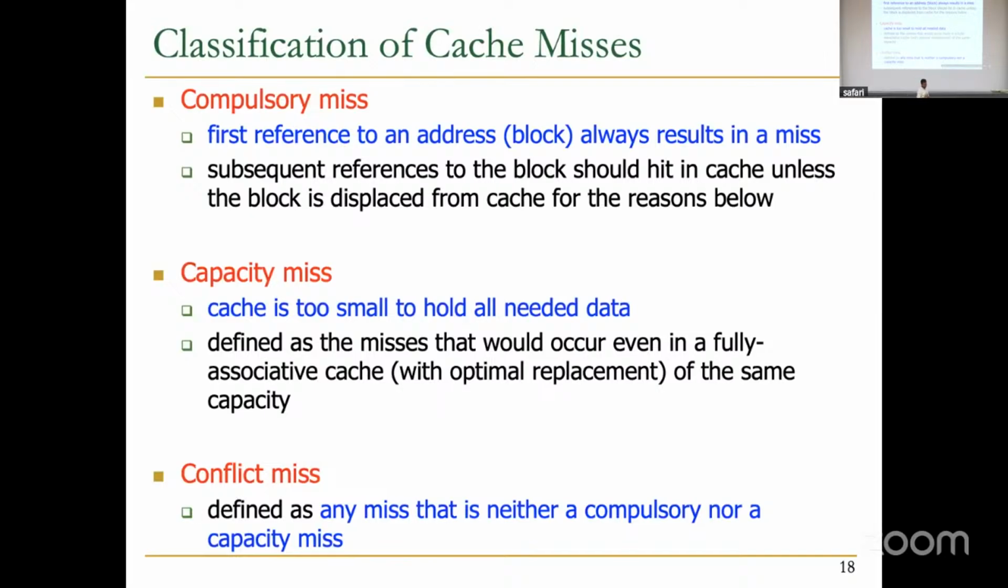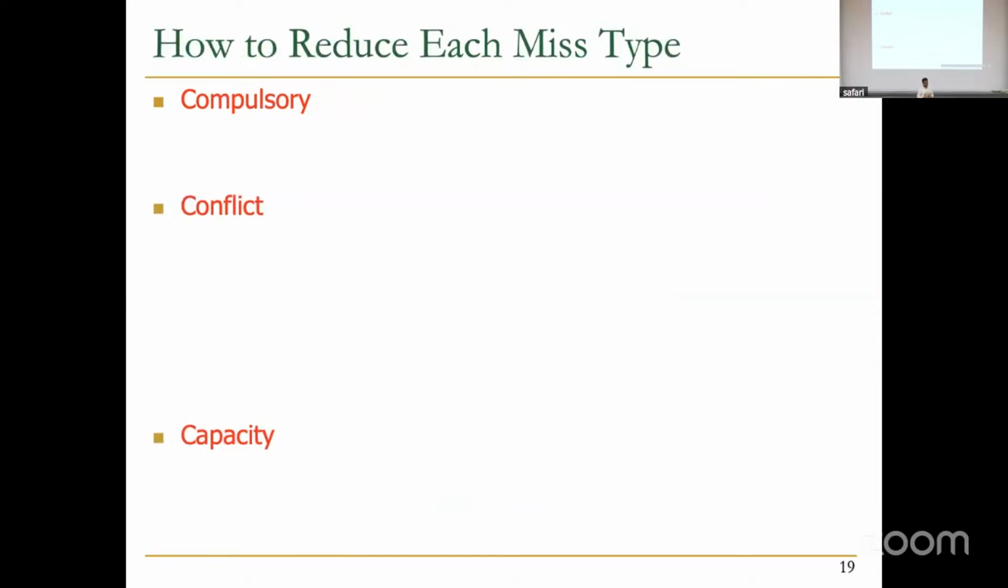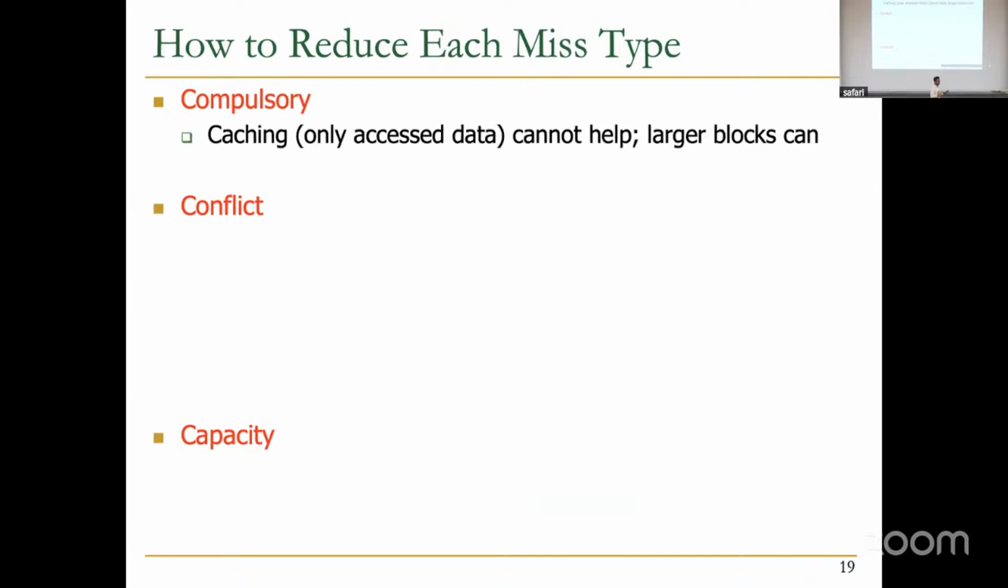Okay, so those are the 3 definitions of compulsory, capacity, and conflict misses. And there are avenues to reduce each of these miss types. As I said, a compulsory miss is typically not easy to get rid of unless you have some sort of speculative mechanism that anticipates beforehand.